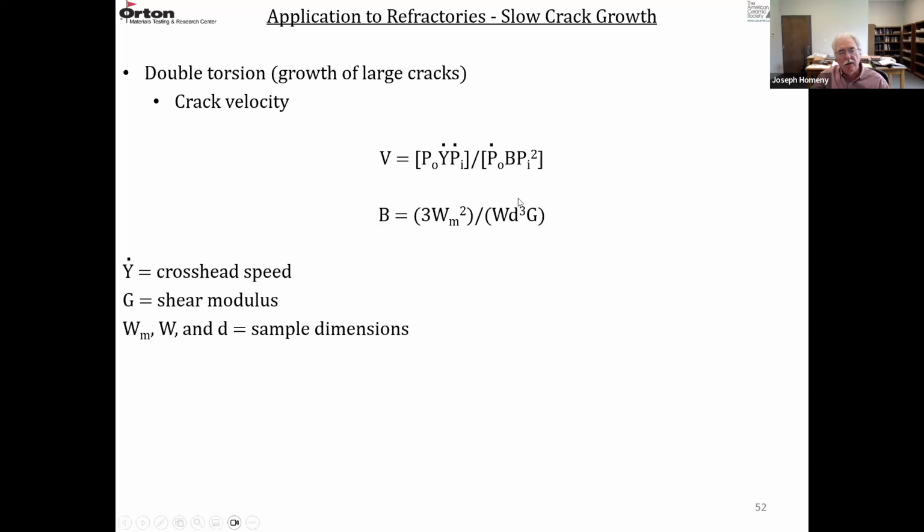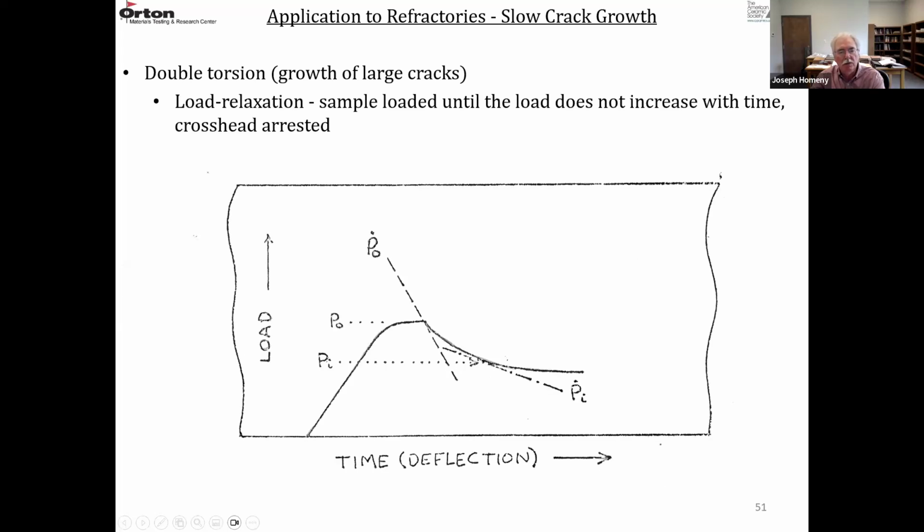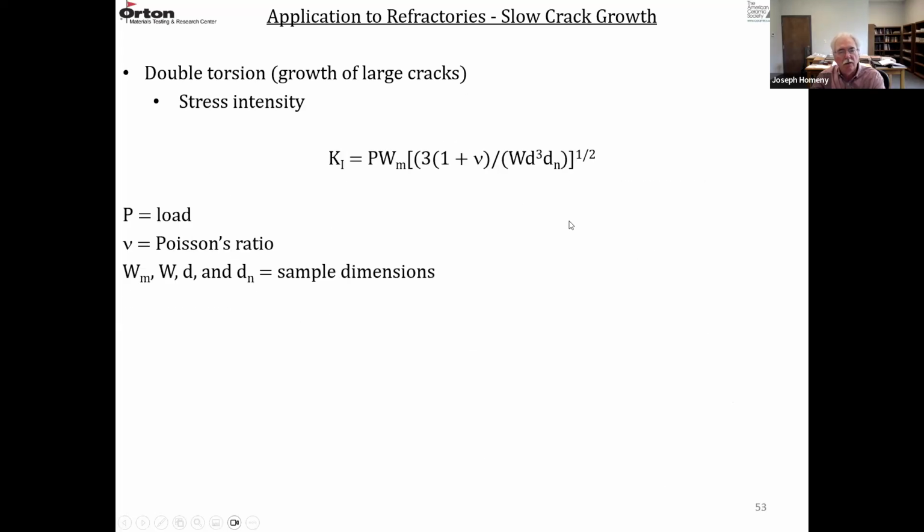So the crack velocity is given by this equation. We measure P0, Pi, P0 dot and Pi dot off of this curve here. B is given by this equation, and y dot is the crosshead speed. So B has these sample dimensions in it, Wm, W, and D, the sample dimensions. So we can calculate the crack velocity.